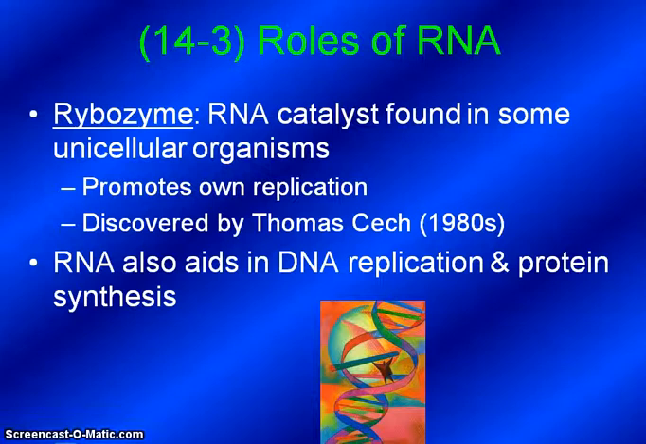And a particle that was discovered not too long ago, about the 1980s, by a man named Thomas Cech, is called a ribozyme. What it is, is an RNA catalyst, so something that will speed up reactions, that is found in some unicellular organisms, and they're able to promote their own replication. So it was thought that maybe life could have started with some of these self-replicating RNAs, which then later combined to make larger molecules.